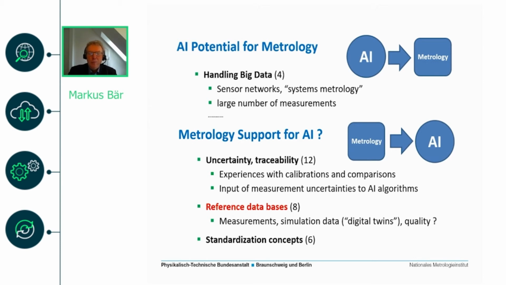More answers came in the direction of how metrology can support artificial intelligence. A potential connection was seen in particular in transferring ideas on uncertainty and traceability. And there, obviously, one main issue is how the input of measurement uncertainties affects the outcome of artificial intelligence algorithms, and what procedures enable this determination.